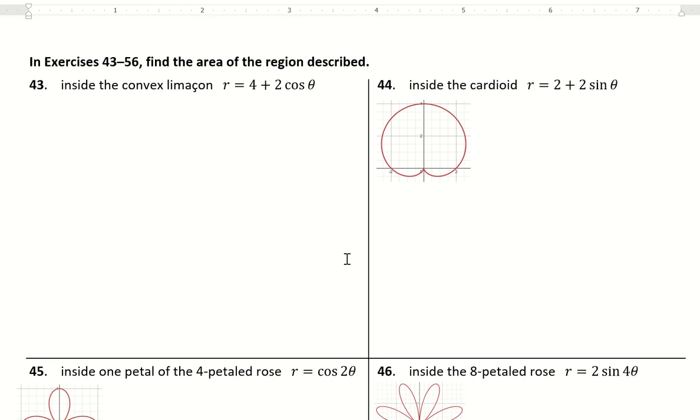Okay. Now this one, again, these get heavy. I think I gave you some pretty good tips while we were taking notes, but I figured you can graph this yourself if need be, so I left this one ungraphed. But inside the convex limacon, you might want to double check whether this is going from just 0 to pi or 0 to 2 pi.